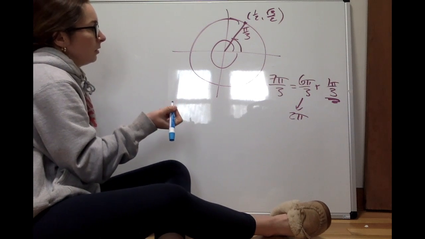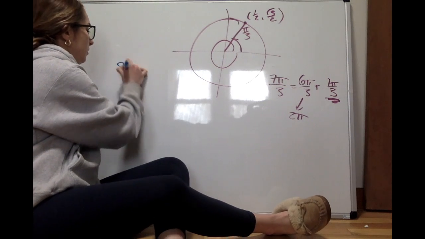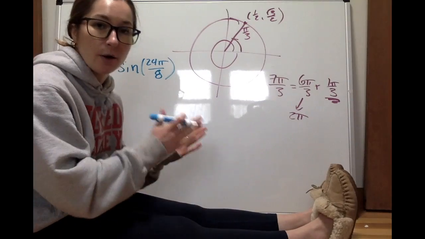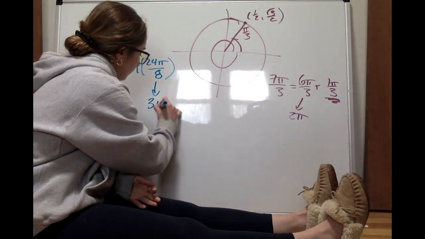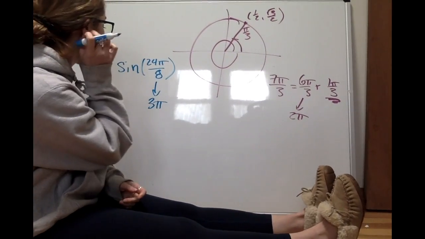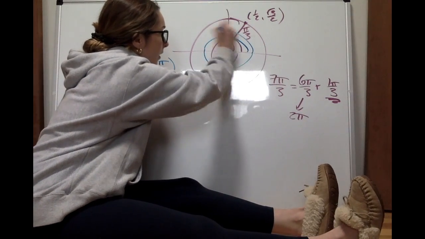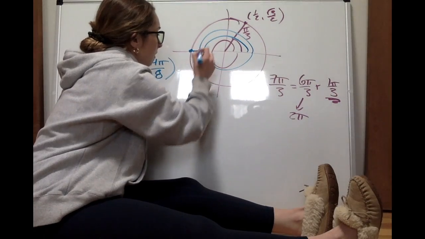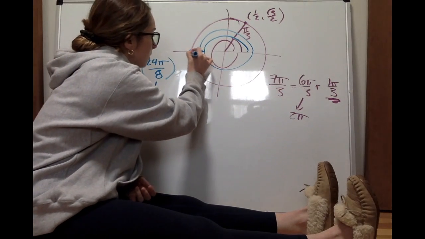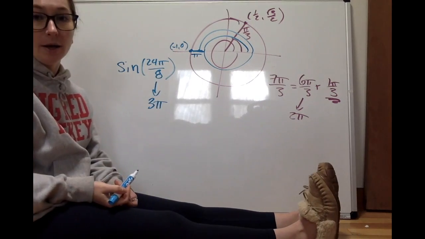So let's just do sine of 24 pi over 8. 24 pi over 8 is just 3 pi. So 3 pi is an odd number pi, so it's like I'm going 1 pi, 2 pi, 3 pi. And I'm back at where my normal 1 pi is. And this point is -1, 0. So my sine at 3 pi is just 0.